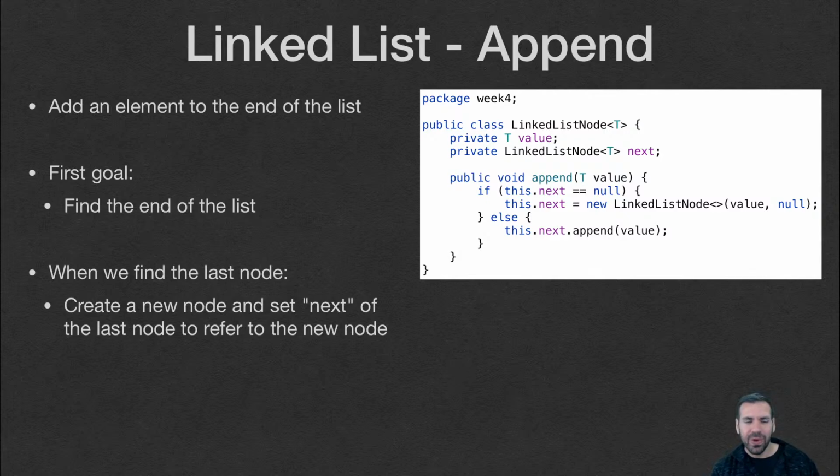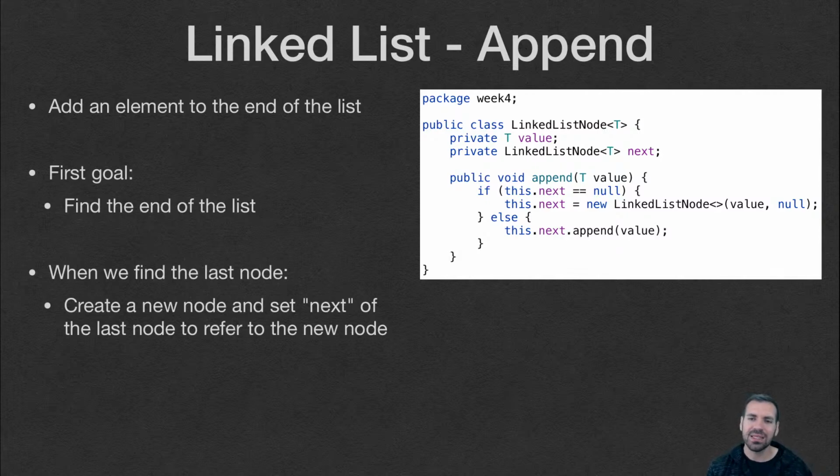But we have to get to the end of the list first. So to get to the end of the linked list, it's not like our random access arrays where we can just jump to the end of the list. We can't do that because we don't know where the end of the list is. The only way to find the end of a linked list is to go through the entire linked list.